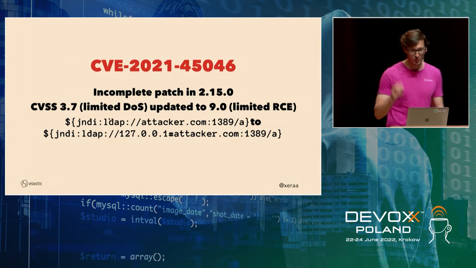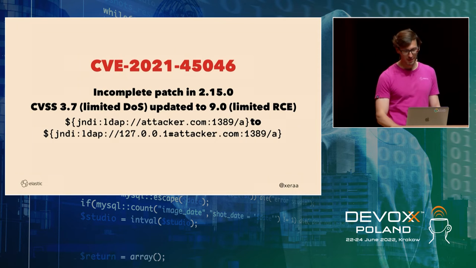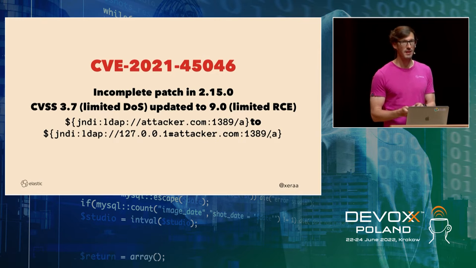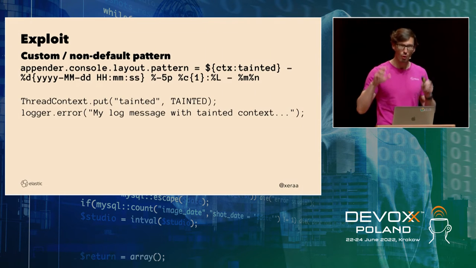What you had to do is you needed two things. So first, the attack vector needed to change from attacker.com, because that would be blocked, but the patch only allows lookups on localhost. But you could trick that matching of what is a local lookup by saying 127.0.0.1 is a localhost, but then you can still pop in the remote server here, and the patch wouldn't pick up on that. The other thing that you need is that you need to use a non-default logging pattern.